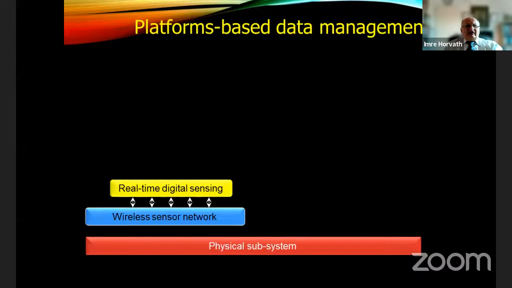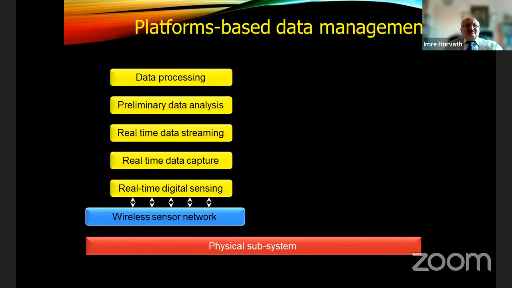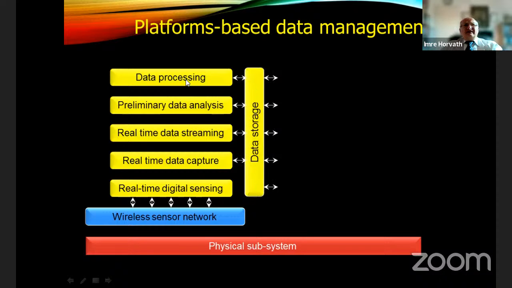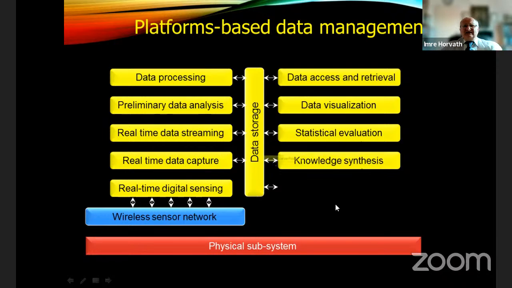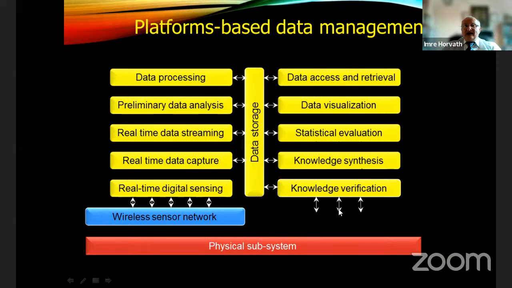For instance, this layered scheme has been published a couple of years ago, and it says that the basis of platform-based data management is wireless sensor networks. And then the whole procedure goes through real-time data sensing, real-time data capture, real-time data streaming, and preliminary data analysis and data processing, the concrete processing, and then the data processed according to this framework concept goes to storage, and then data access and retrieval, data visualization, statistical evaluation, knowledge synthesis, and finally knowledge verification activities are completed.